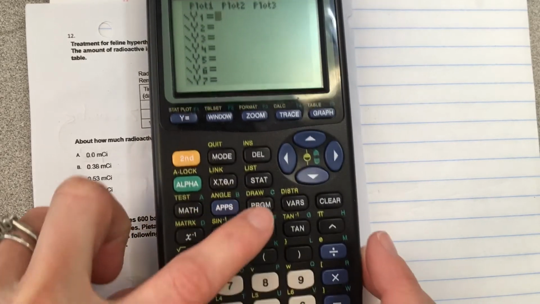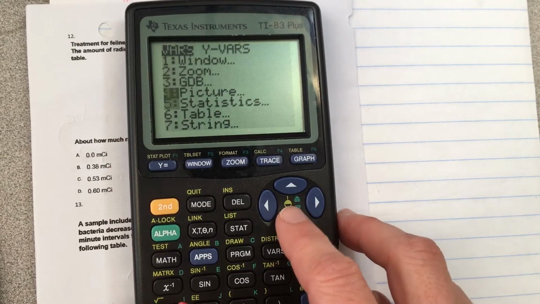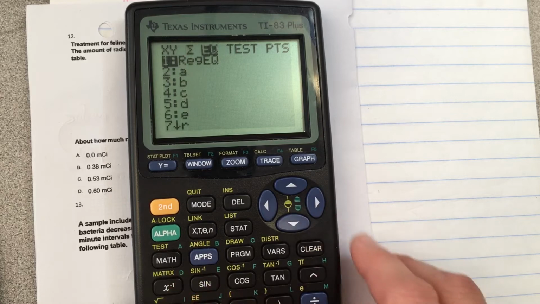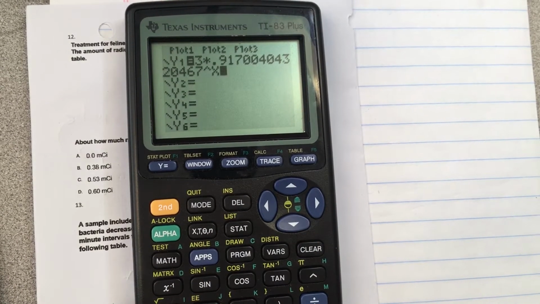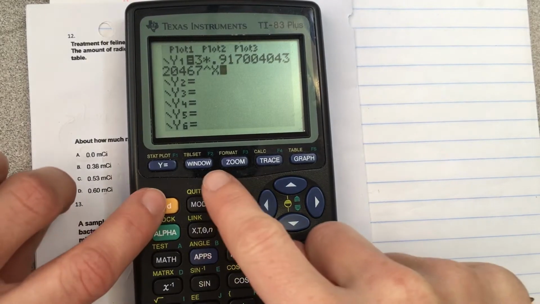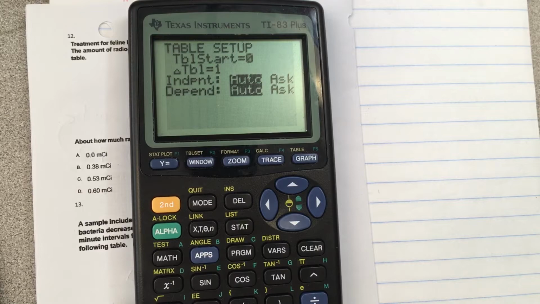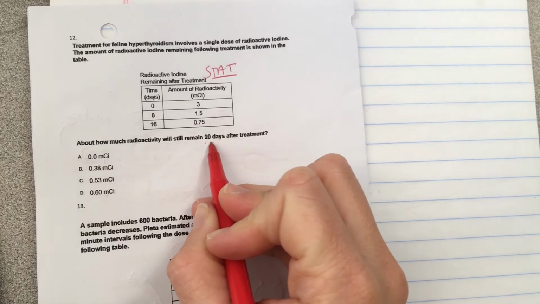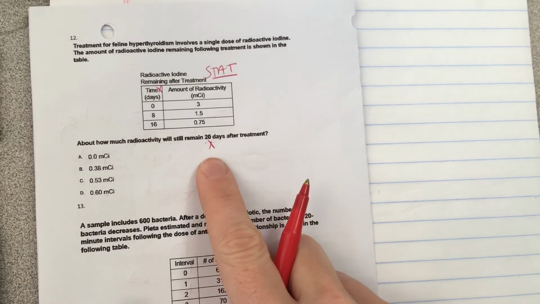Clear out. Then you hit vars down to 5 over to EQ, and you press enter. It puts it in there. Yours may look different than mine if your calculator's newer. Then you go to second window. Second window. You can only put in X value. So let's look and see. Was 20 days an X value? Yes. So you can put in 20 because it's an X.